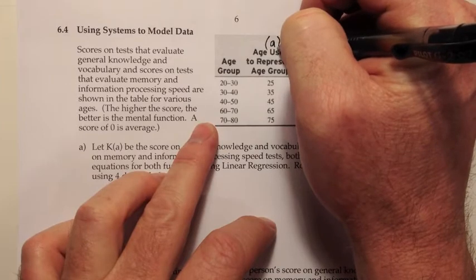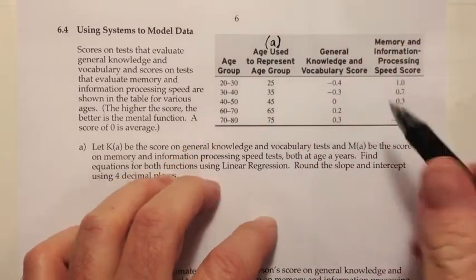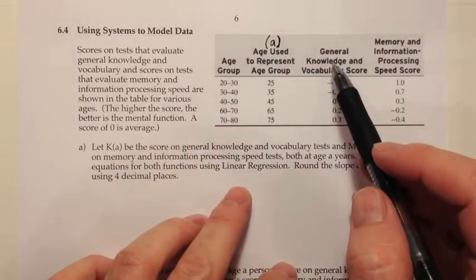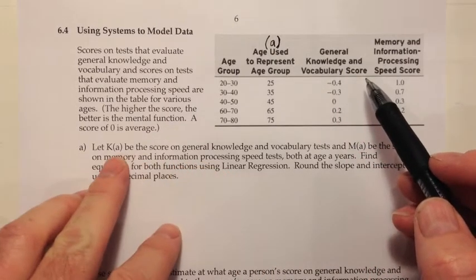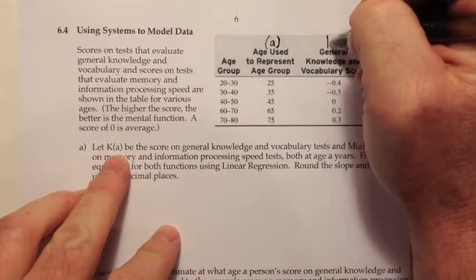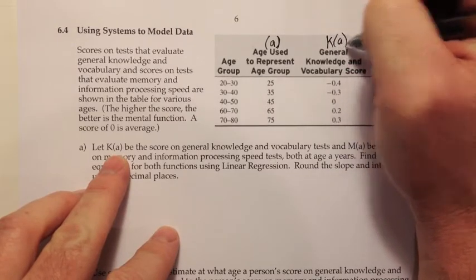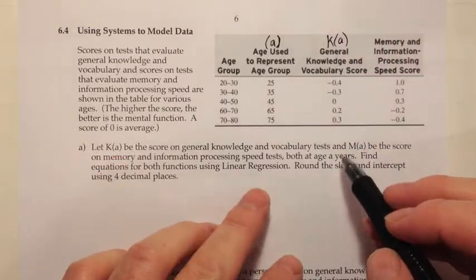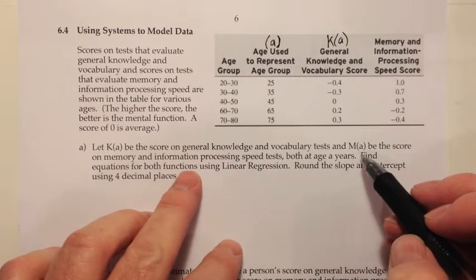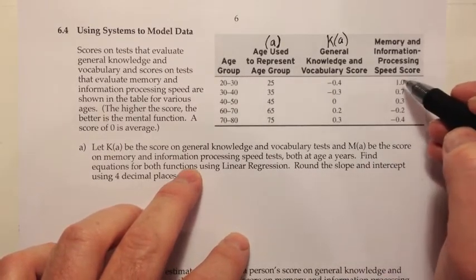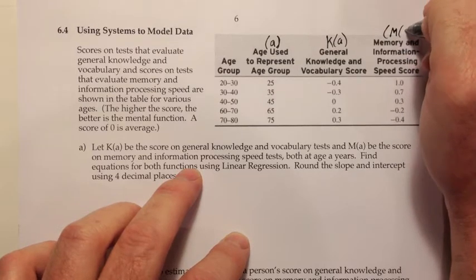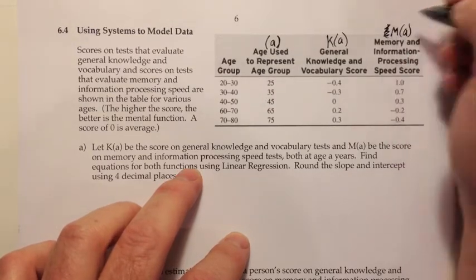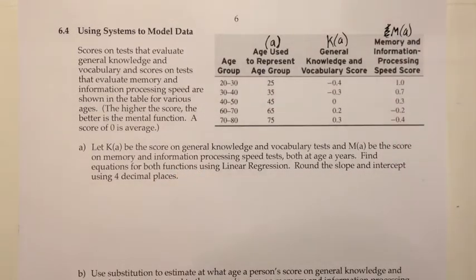So I'm going to label these as the variable A. And then these are the scores for those people on the general knowledge and vocabulary score, and that's the K of A function. So I'll label these as K of A. And then memory and information processing is supposed to be M of A, and here's the memory and information processing. So I'm going to label that one as M of A. Sorry for that line. And so now I want to get linear regressions for both of these things.